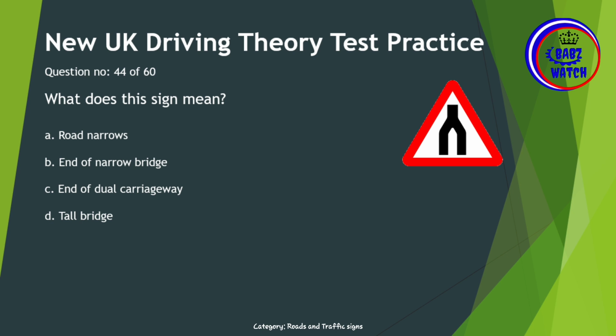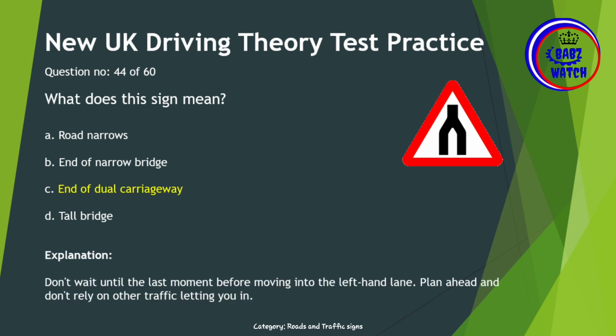Question 44 of 60. What does this sign mean? A. Road narrows. B. End of narrow bridge. C. End of dual carriageway. D. Tall bridge. The correct answer is C.